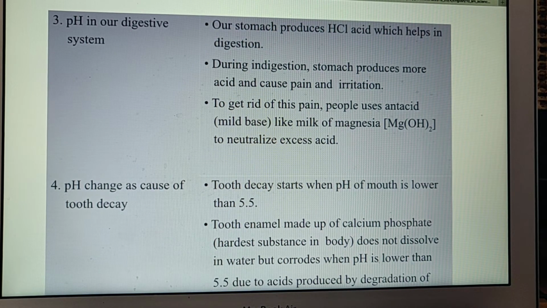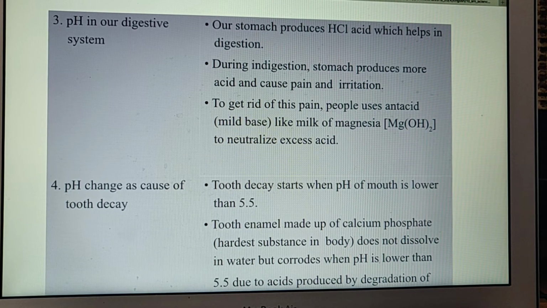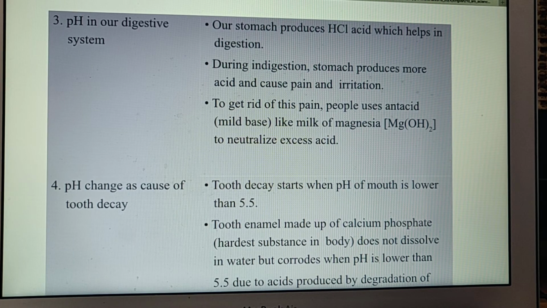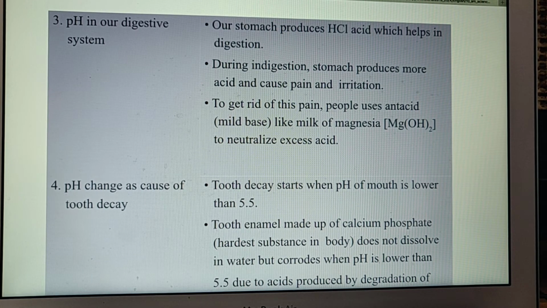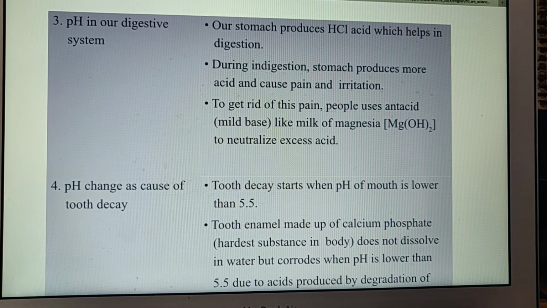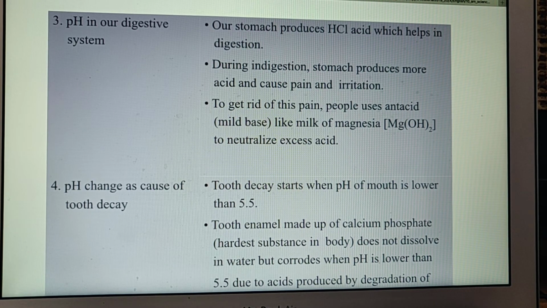Our stomach produces HCl acid, which helps in digestion. During indigestion, the stomach produces more acid and causes pain and irritation. To get rid of this pain, people use antacids, mild bases like milk of magnesia, Mg(OH)2, to neutralize the excess acid produced in their stomach.